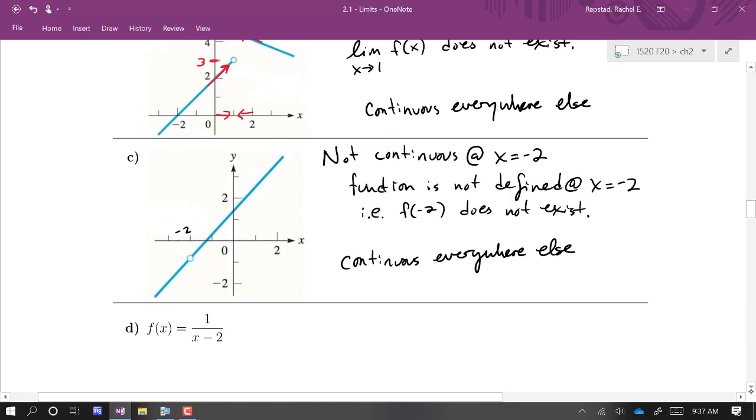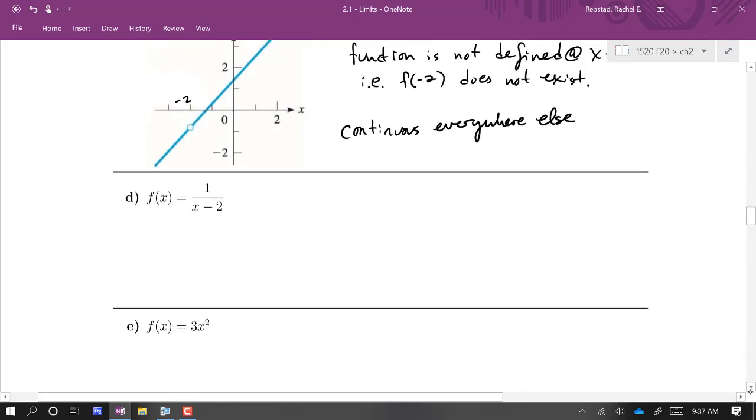Now, these last two, we are given not a graph, but the actual algebraic expression of this function. So in part D, our function is 1 over x minus 2. Certainly, one way we could help ourselves to see if it's continuous is by looking at the graph. But we can also detect some potential problems by just examining the expression.